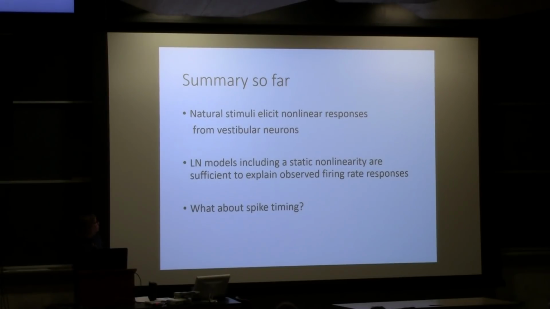Okay, so the summary so far: natural stimuli elicit nonlinear responses from vestibular neurons, right? Because it's very easy to drive them into cutoff or into saturation. Linear and nonlinear models with a static nonlinearity do a pretty good job of explaining what you see if you actually record from these neurons. And one other question is, what about spike timing? Has anyone talked about spike timing codes yet in this class? A little bit? No?